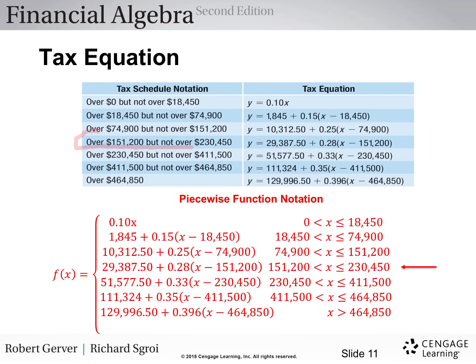Over $150,200 but not over $230,450. And that's where we have y is equal to $29,387.50 plus 0.28 times x minus 151,200. And that would correspond to this portion of the piecewise function, okay? And this would again be for x values greater than 151,200, but less than or equal to 230,450, okay?